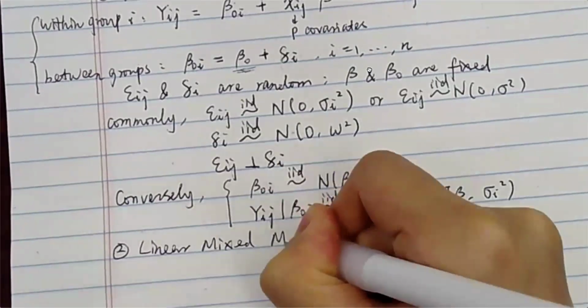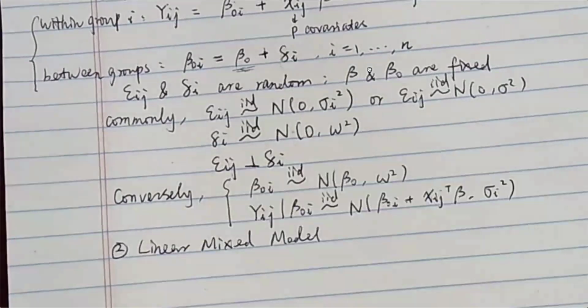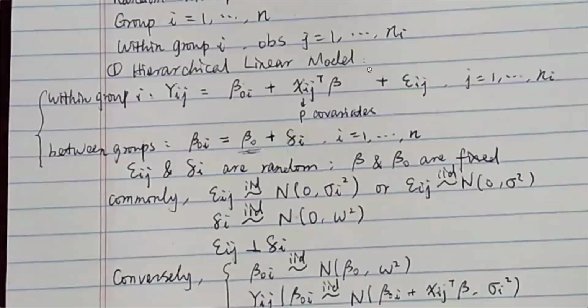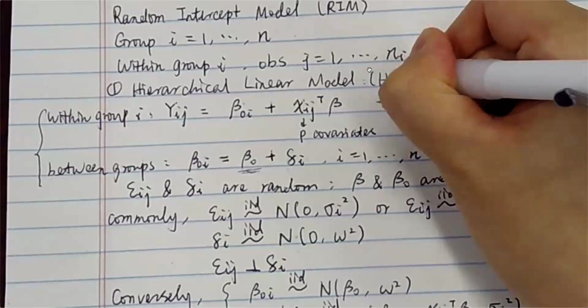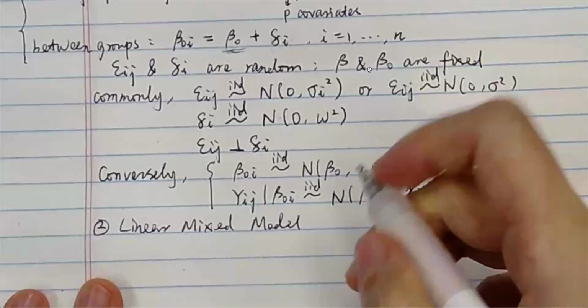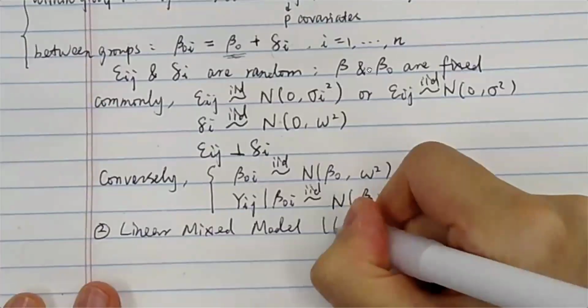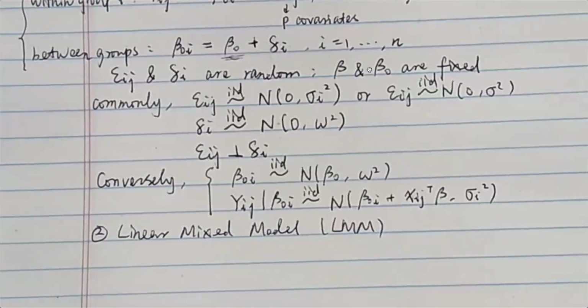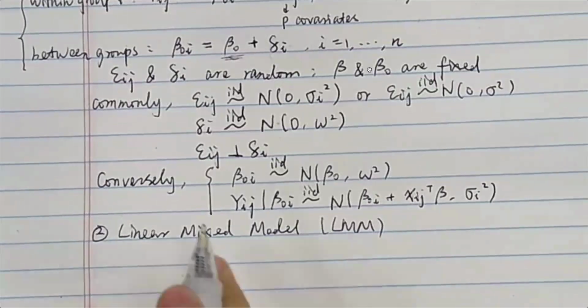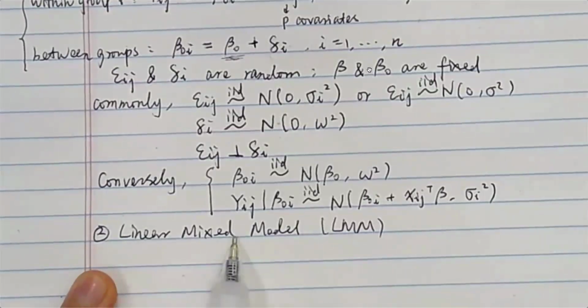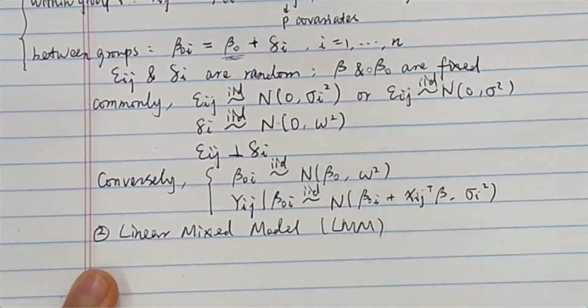Some people also call it the linear mixed effect model. So let's put this short name HLM here, and this is LMM. The interesting thing is that they have a one-to-one correspondence with each other. You can think of the linear mixed model as just writing the two layers into one layer. It's a one-layer representation of the two-layer hierarchical linear model.